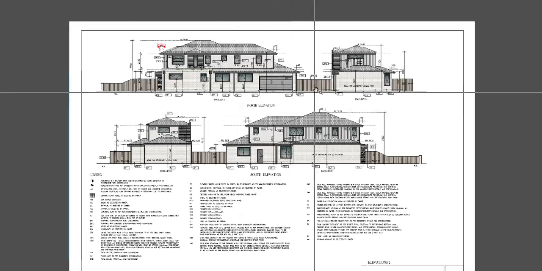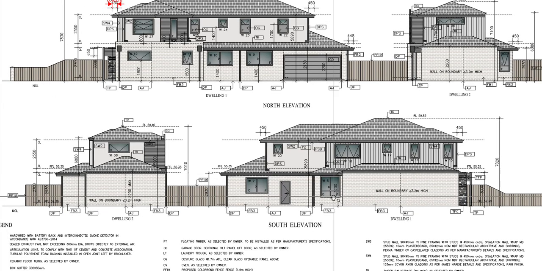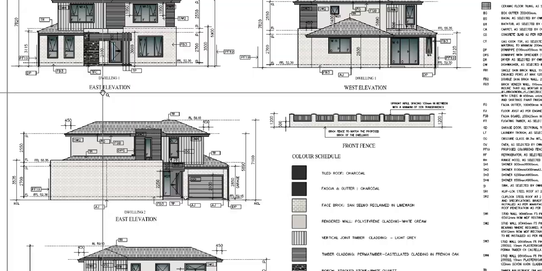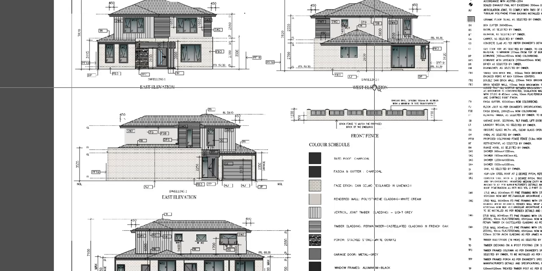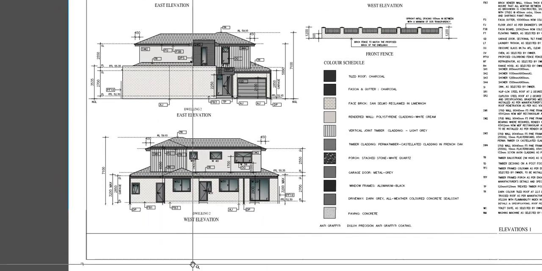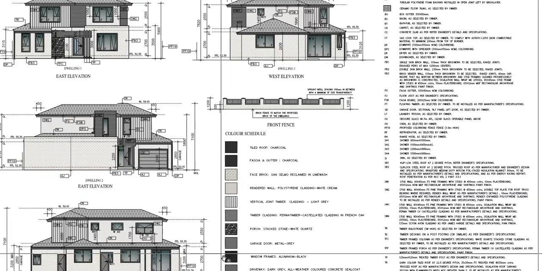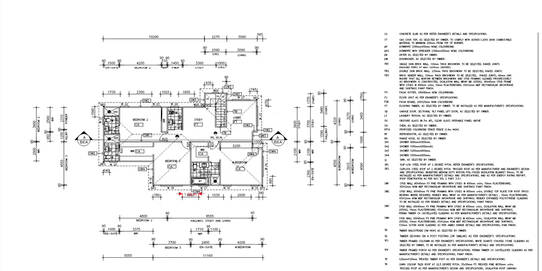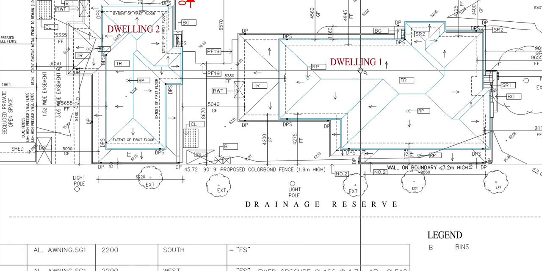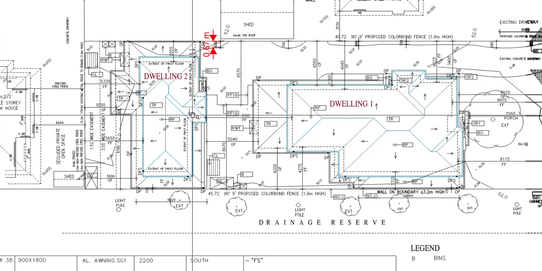So first of all, this is the whole building. This is the north elevation, this is the south elevation, and this is the east and west elevation of a single unit, and the east and west elevation of another unit, that is building 2. And this is how projects look like. This is dwelling 1 and this is dwelling 2. So let's calculate.